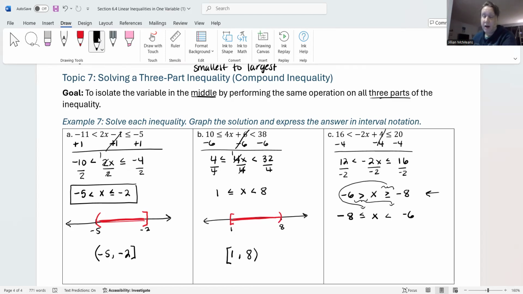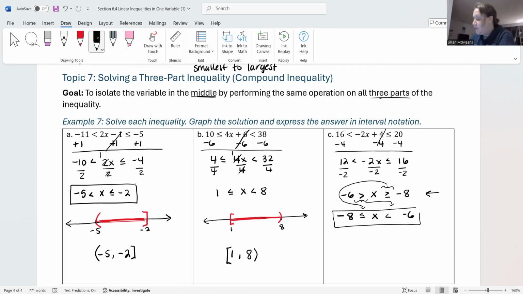This is tricky. I promise you, I would not put something like this on a test. This is a good, like, in-class lab question or a homework question. Okay. So this would be your final answer. It reads correctly now. Okay. -8 really is less than -6, and x is somewhere in the middle.